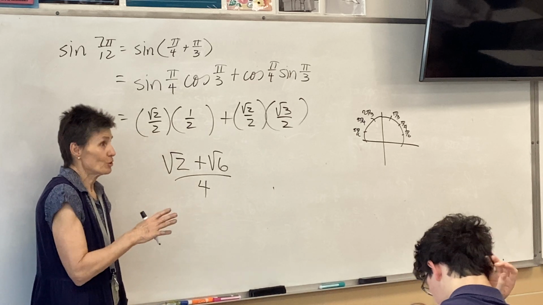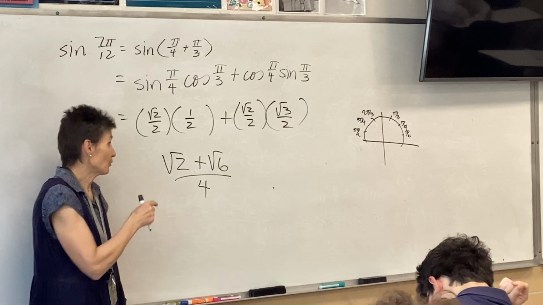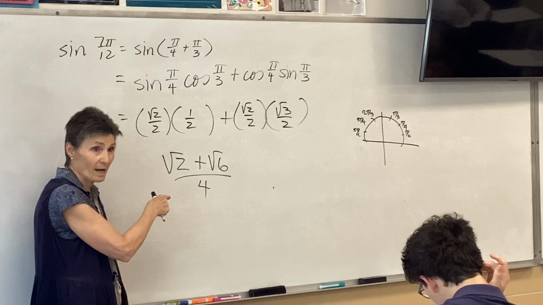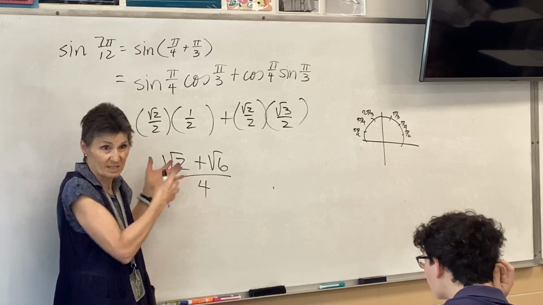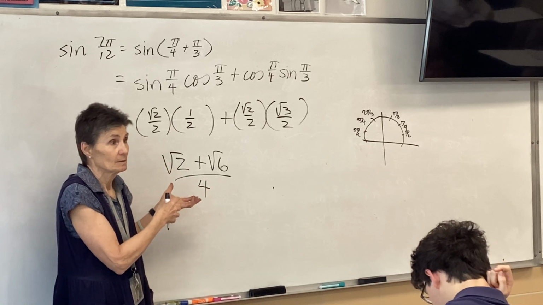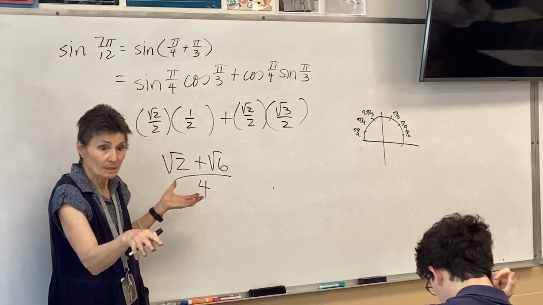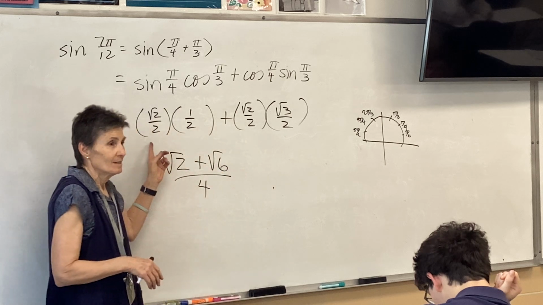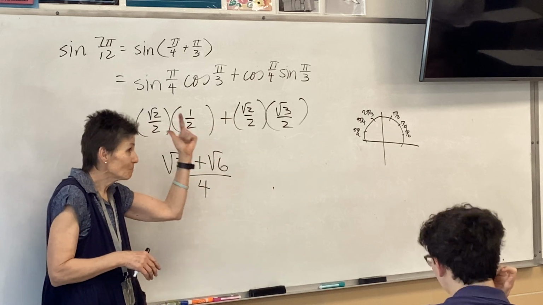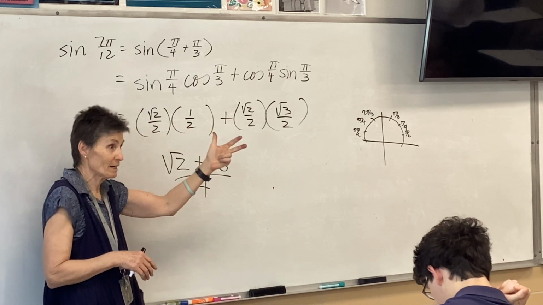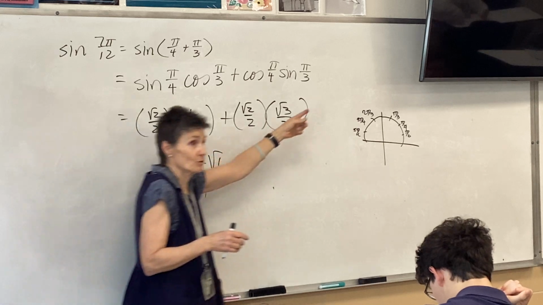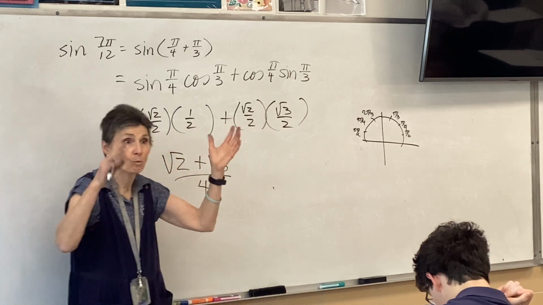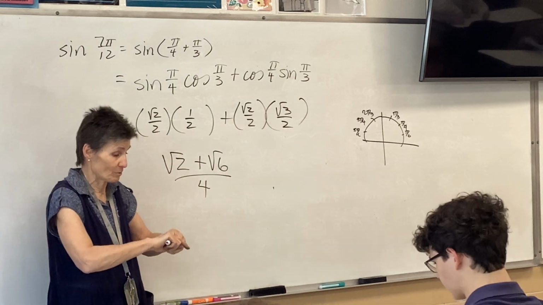Now, we've only done 2, but I'm going to just tell you, you're going to get answers that look like that a lot. Can you explain to me why my answers are always going to look something like this? Because I'm always using what numbers? Root 2 over 2, root 3 over 2, and 1/2. Aren't those your unit circle numbers? So no matter whether you're adding or subtracting or what you're doing, those are going to be your numbers.